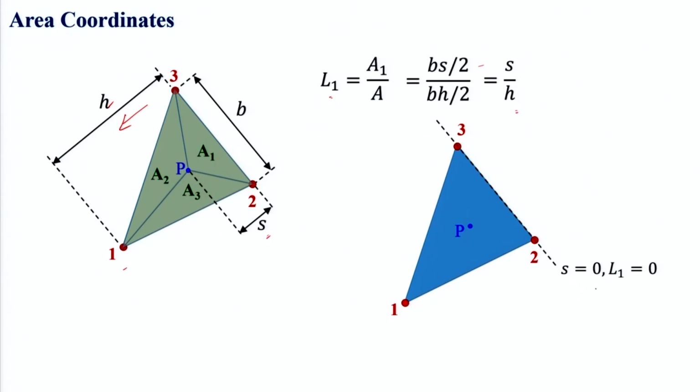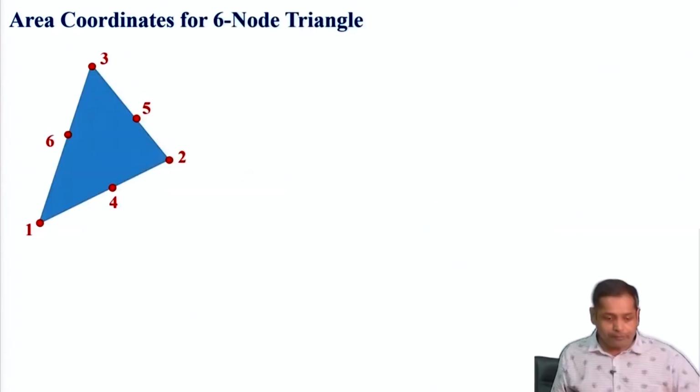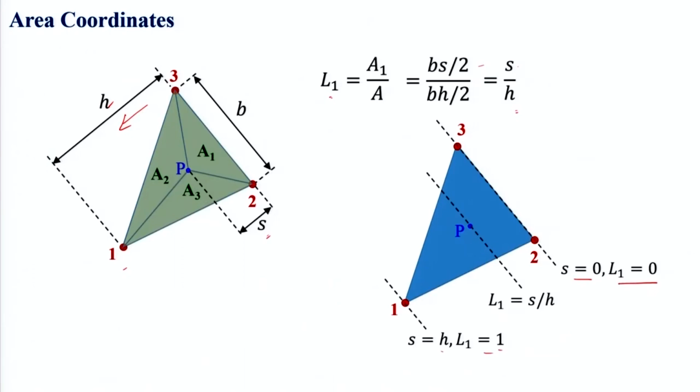So, L1 is essentially phi 1, and L1 has to be 0 on this line 2, 3, because this is the interpolation property. L1 will be 1 at node number 1, and at the other nodes it will be 0. So on this line S will be 0, and substituting S equal to 0, we have L1 equal to 0. Now, on this line, this distance is S, so L1 will be S by H. And at node number 1, S is equal to H, so L1 will be 1. So this is for a 3-node triangle.